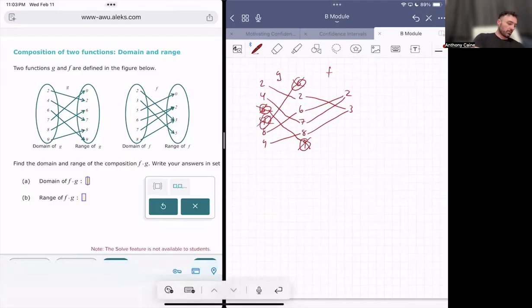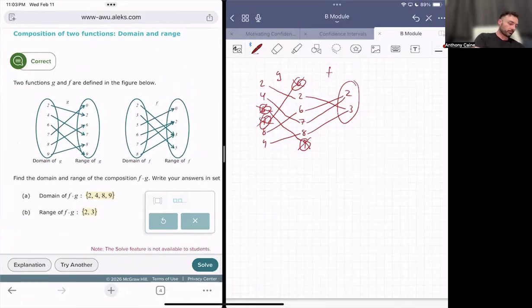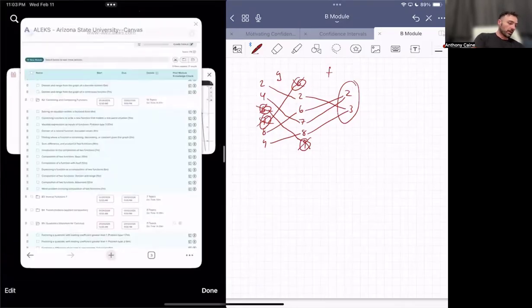So if I go here, we hit our set button, and we have 2, 4, 8, and 9. And then for the range, that's the values all the way over here. On this end, we have 2 and 3. So set button, 2 and 3. Check. Okay, there we go. All right.